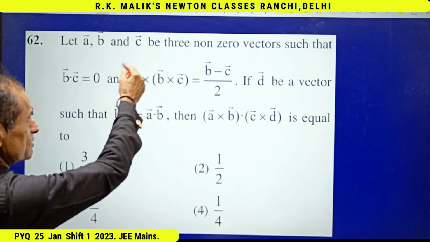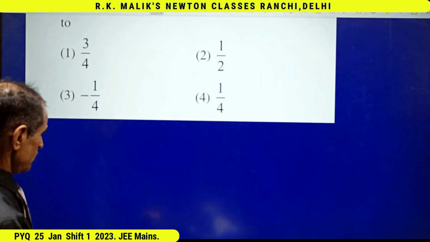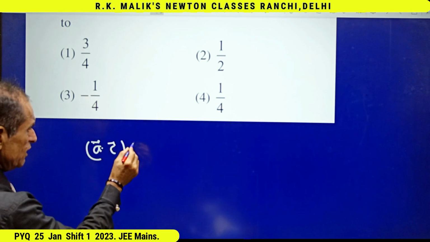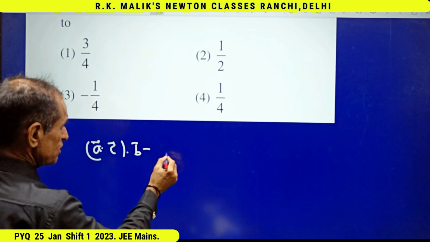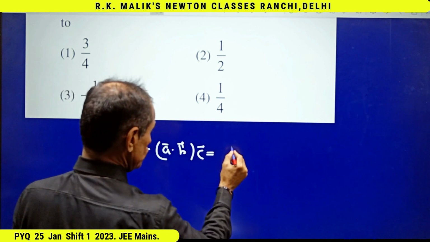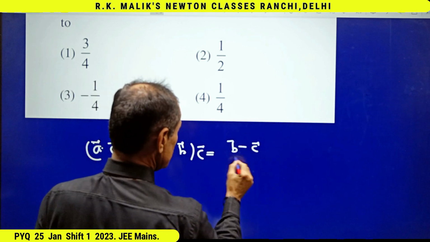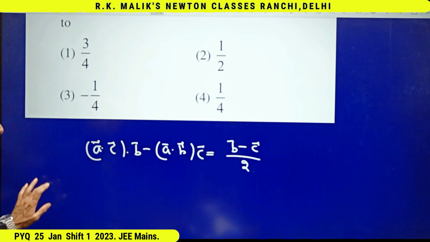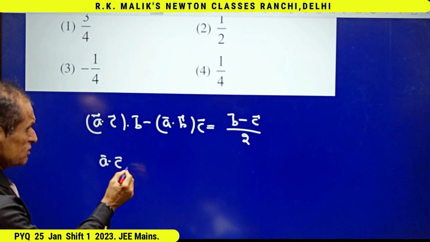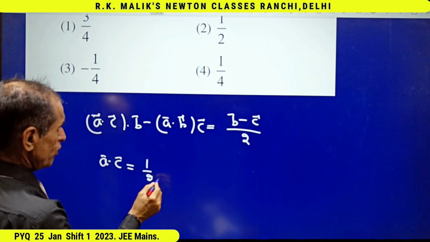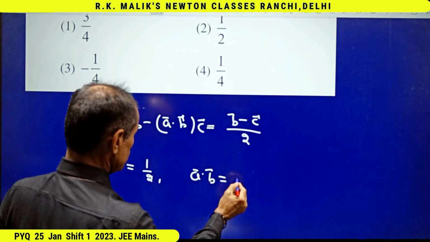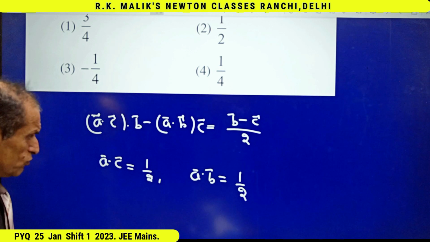First, this equation implies that (A dot C) into B minus (A dot B) into C is equal to B vector minus C vector by 2. That is, comparing coefficients, I can say A dot C is equal to 1 by 2 and A dot B is also equal to 1 by 2.